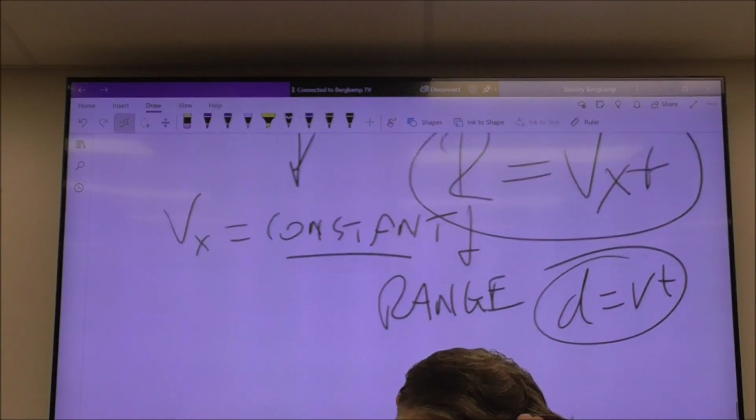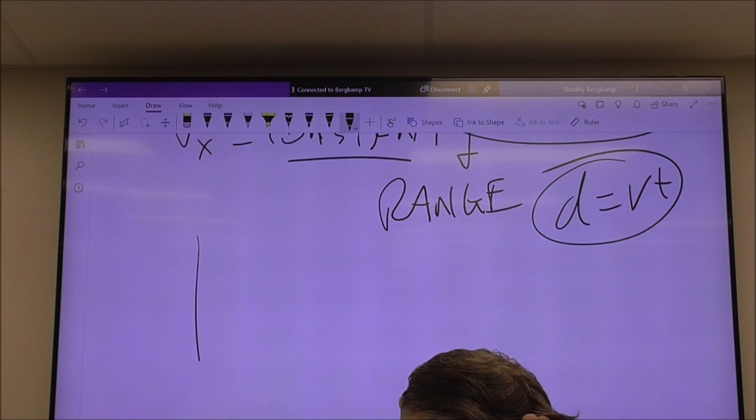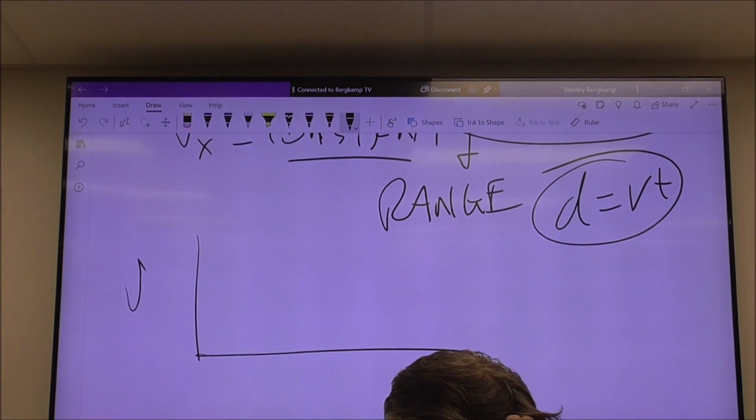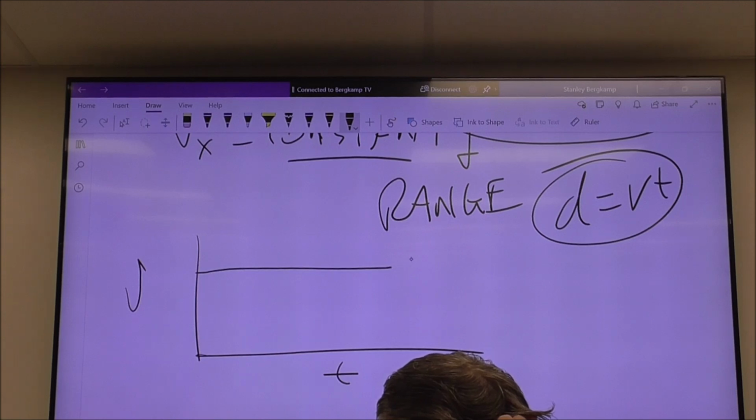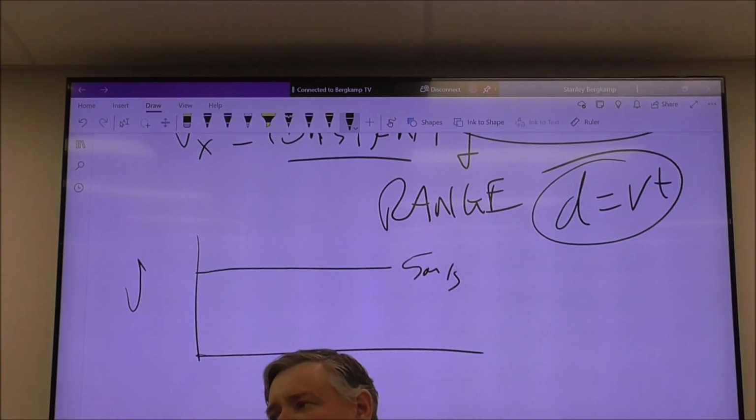So what that means is if you were to draw a velocity-time graph for horizontal motion, that's just going to stay the same. It's going to stay at 5 meters per second, 10 meters per second, whatever that is.